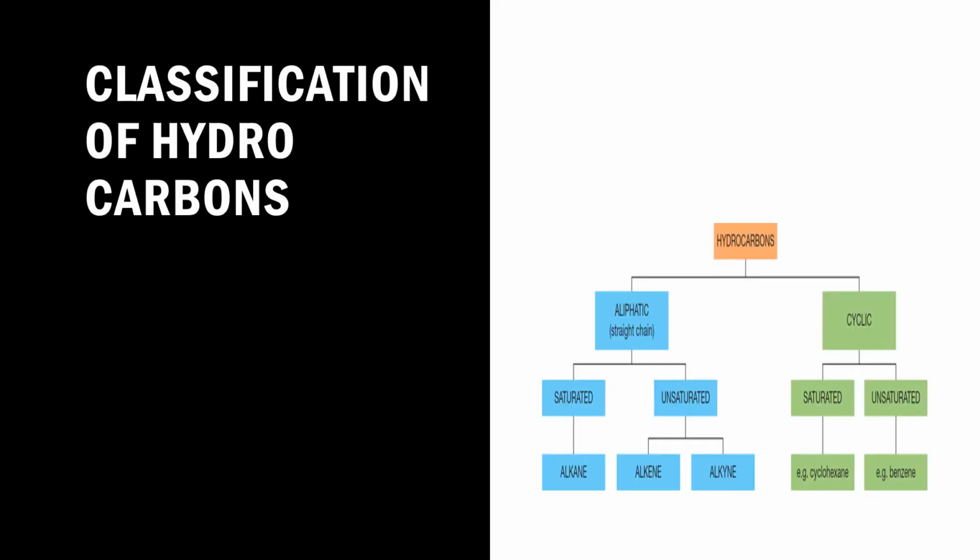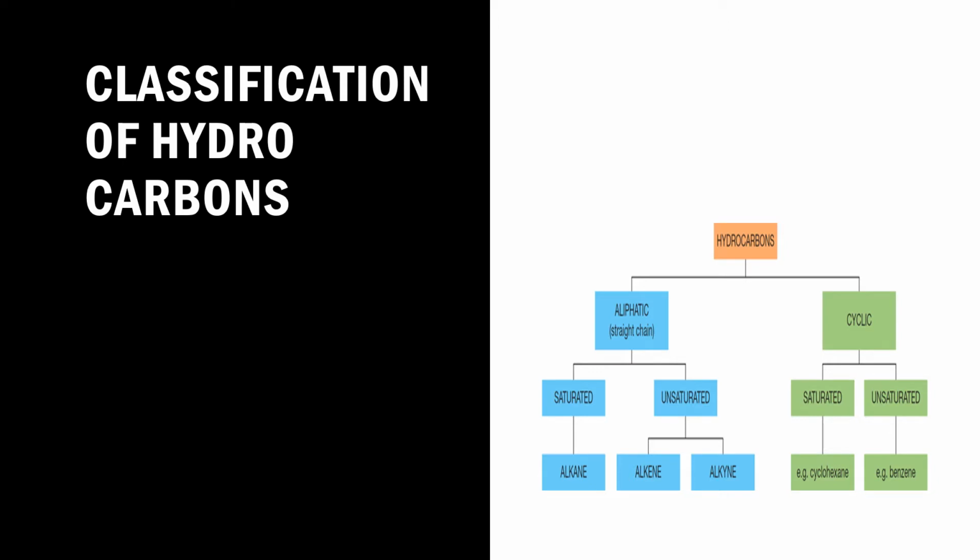So, classification of hydrocarbons. Hydrocarbon classification is very easy. We don't go much further. Normally there are two kinds of hydrocarbons: one is aliphatic, the other is cyclic. Aliphatic means always straight chain. Cyclic means they form a cycle. Both cyclic and aliphatic are divided into saturated and unsaturated. In aliphatic, saturated means alkanes, unsaturated means alkenes and alkynes. In cyclic, saturated means, for example, cyclohexane, and unsaturated, for example, benzene.